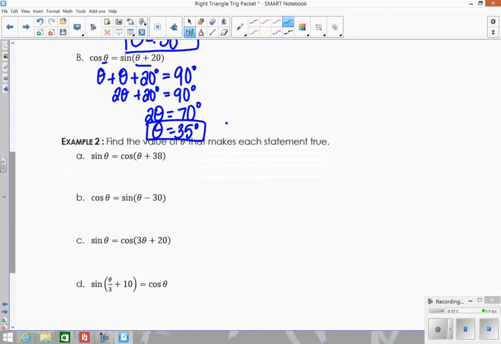So I'm going to have you guys pause the video and go ahead and do these examples on your own. So these, go ahead and do right now. Take about 5 minutes to do that, and when you're done, replay the video so that we can go over them. So work on these for about 5 minutes.